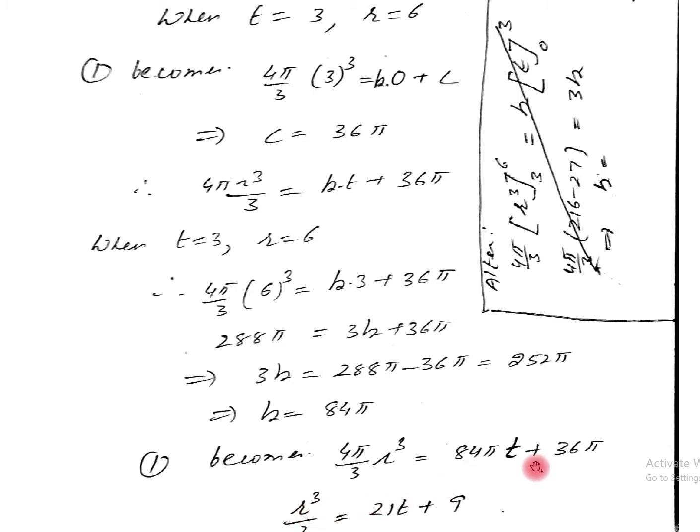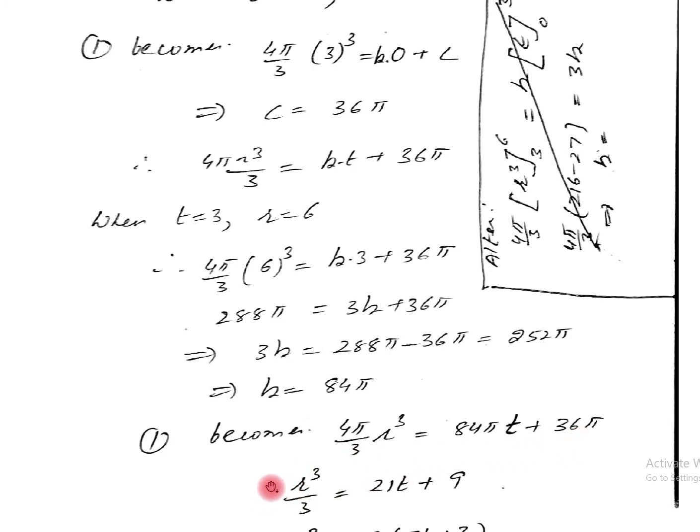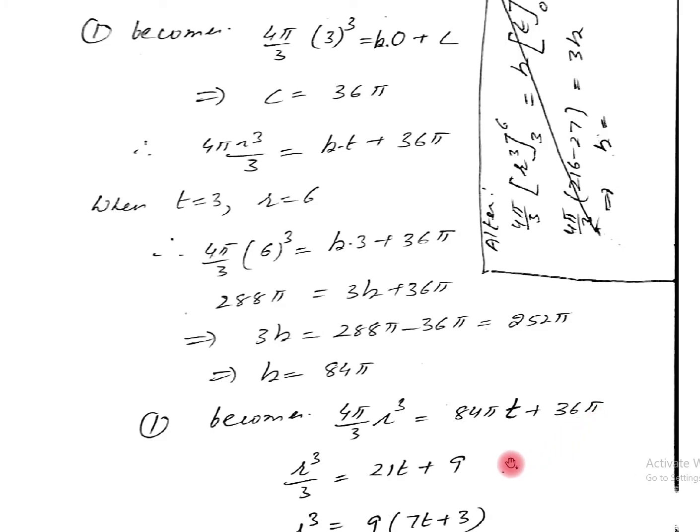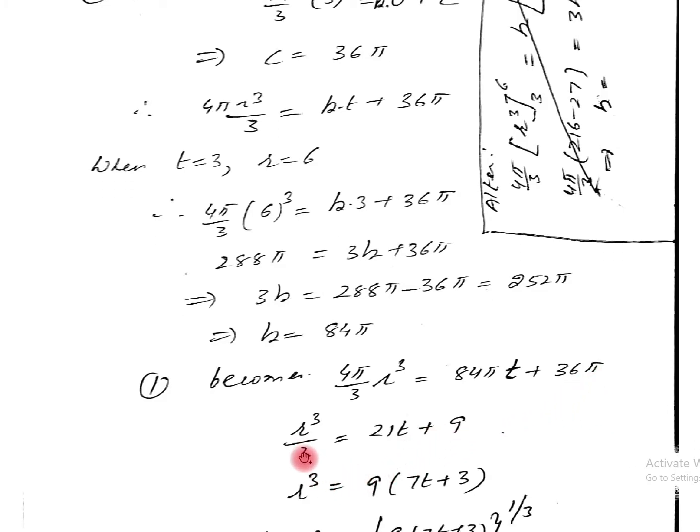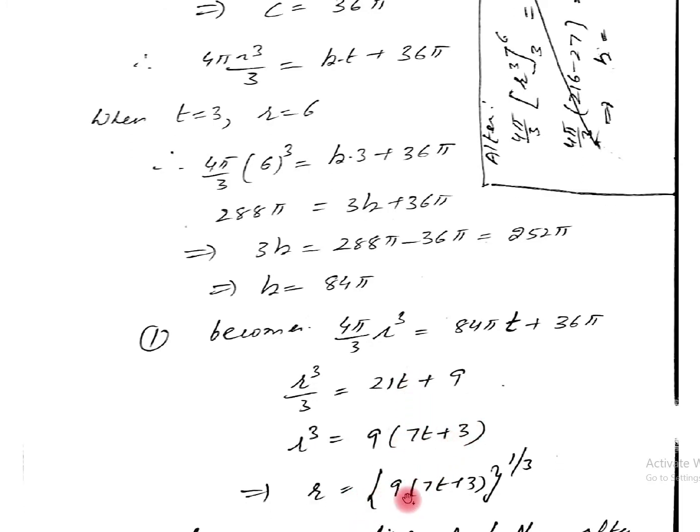Taking 4 pi common throughout, we are getting r cube by 3 equal to 21 t plus 9. Now we are getting the expression for the radius. Therefore r cube equal to 9 into (7 t plus 3). This implies r equal to [9 into (7 t plus 3)] whole power 1 by 3. That is required in the question.